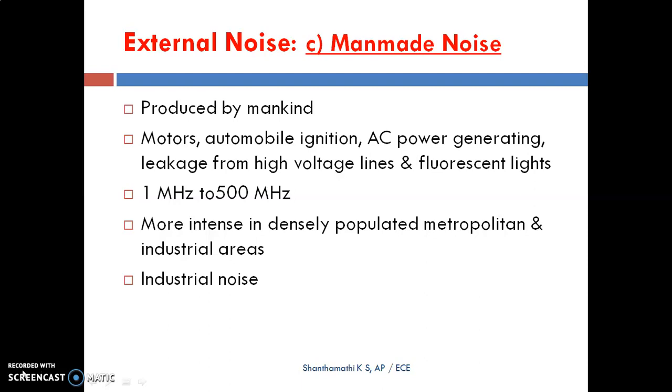Next is the third source of external noise, that is man-made noise. From the name itself we can say it is noise produced by man, such as motors, automobile ignition, AC power generating, leakage from high voltage lines, fluorescent lights and even the takeoff of airplanes. This man-made noise lies from 1 MHz to 500 MHz frequency.